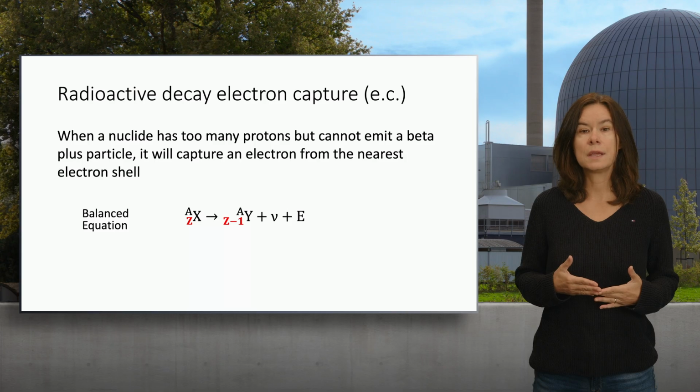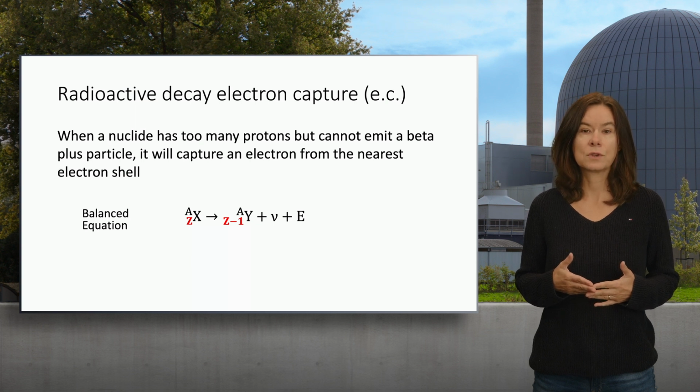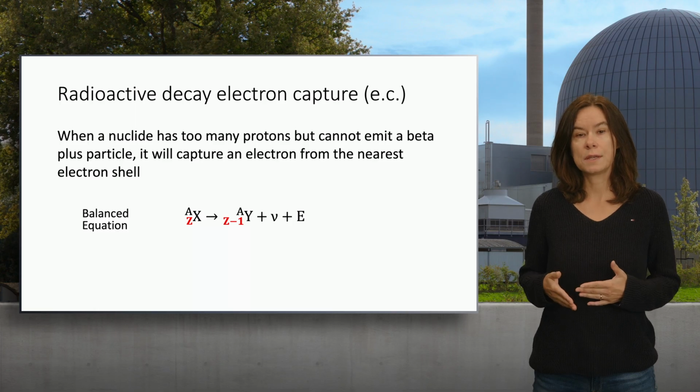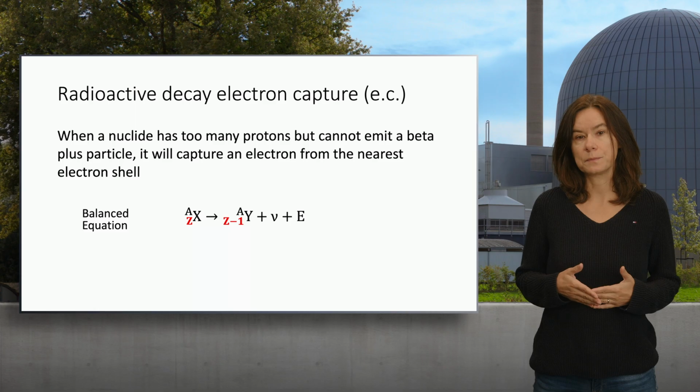Identical to beta plus decay, the newly formed nuclide Y has one proton less but the same mass number A. Beta plus decay and electron capture are competing processes, which is why you often see that a nuclide that decays by beta plus decay will also partially decay by electron capture.